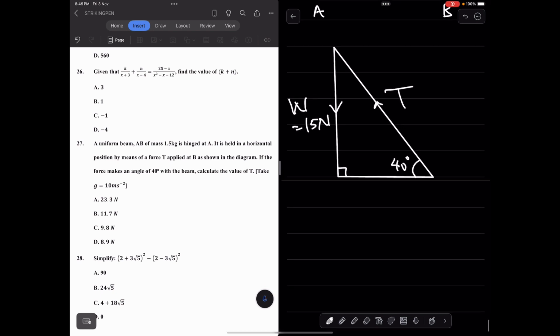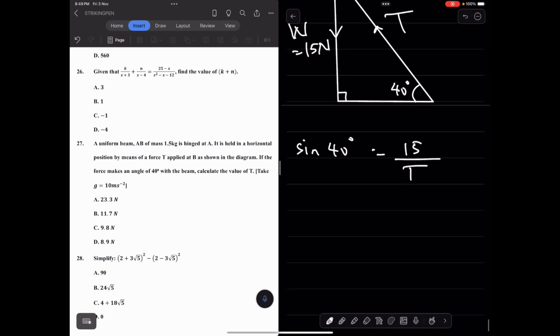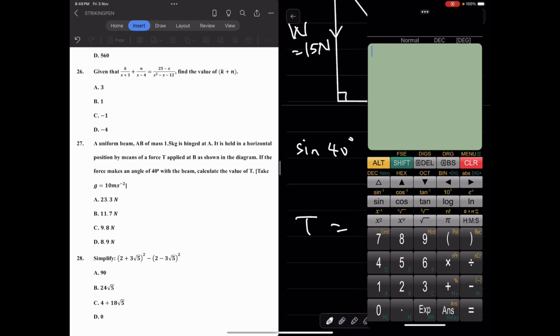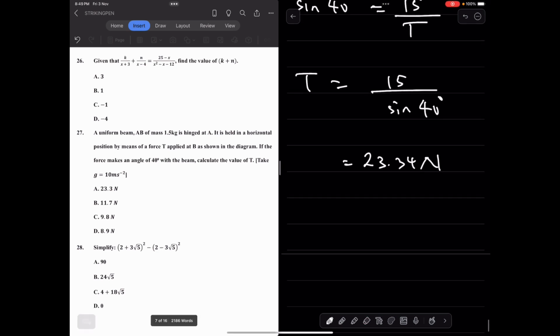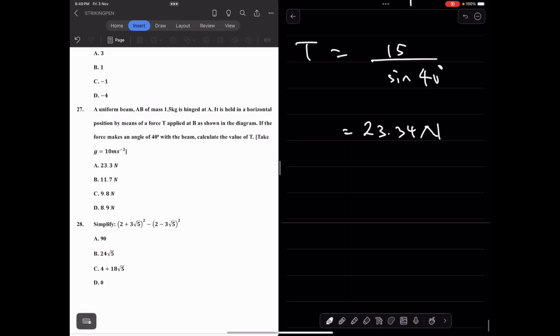I can simply say sine 40 degrees is equal to W over T, that's 15 over T. And that simply means T, when you make T the subject, is going to be 15 divided by sine 40 degrees. Do I have my calculator on already? Yes. 15 divided by sine 40 degrees is 23.34 newtons. And what's the correct option? The option that matches that is A, 23.3 newtons.